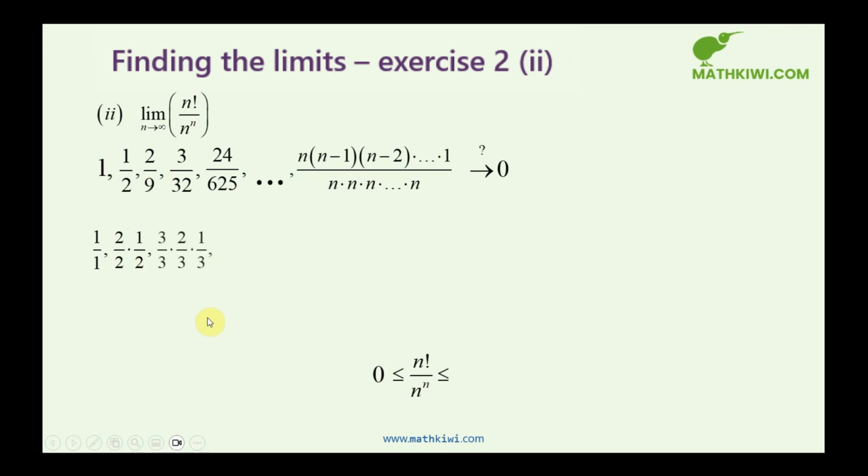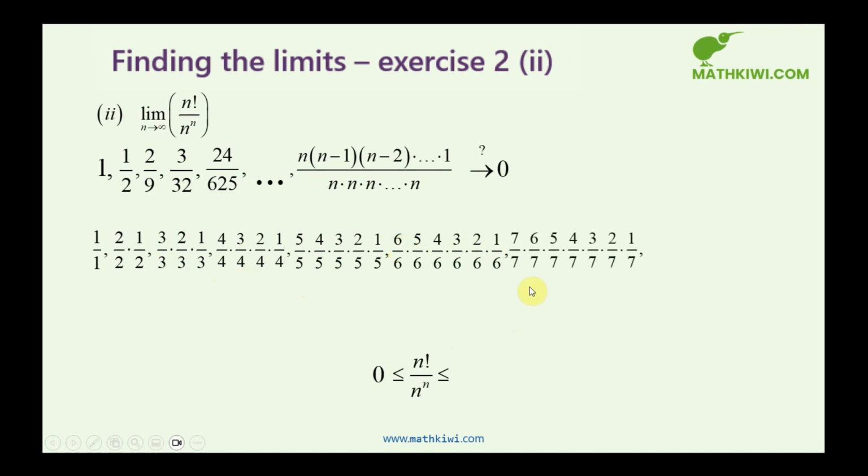The third term: 3 factorial on top and 3 to the third power broken down into 3 fractions. You can write it like this, the third term. The fourth, well, 4 factorial on top, 4 to the fourth power on the bottom. The fifth can be written like this, the sixth can be written like this, the seventh can be written like this, and so on. And actually, every term can be written in this way. Generally every term can be written this way.